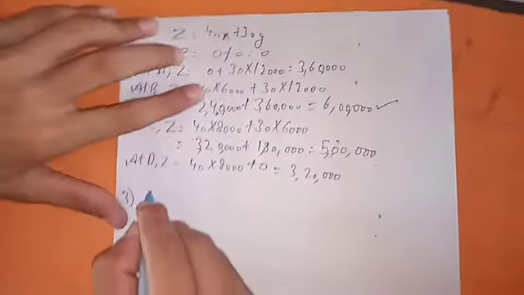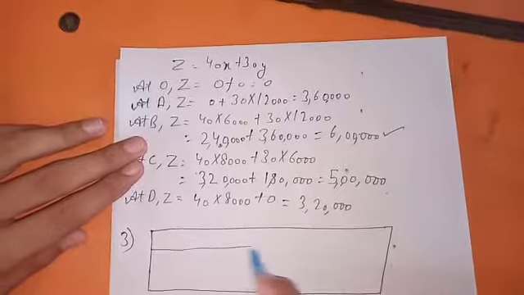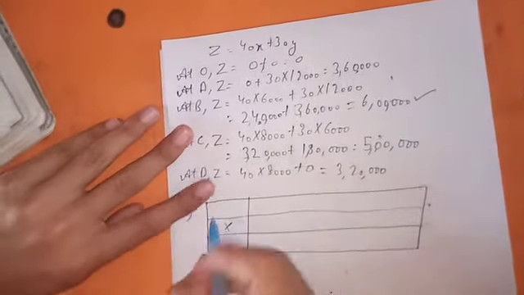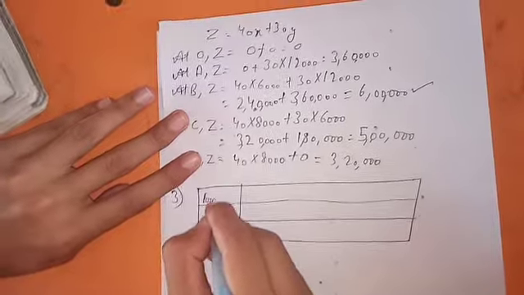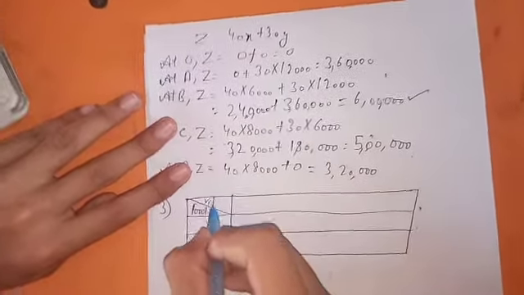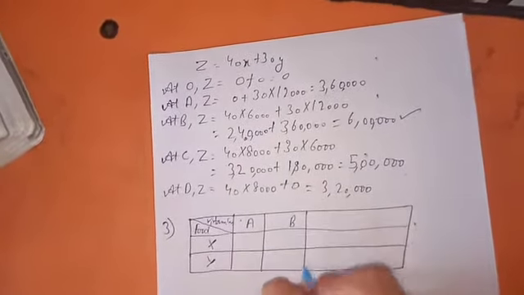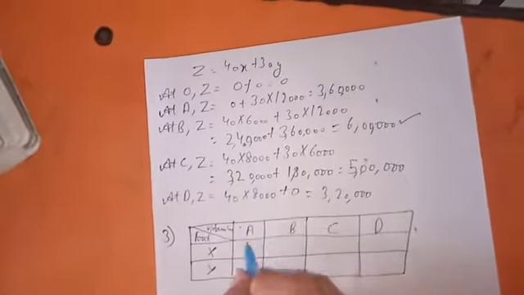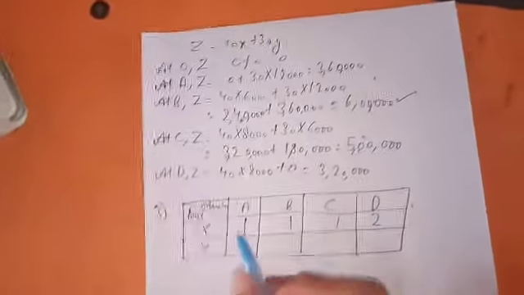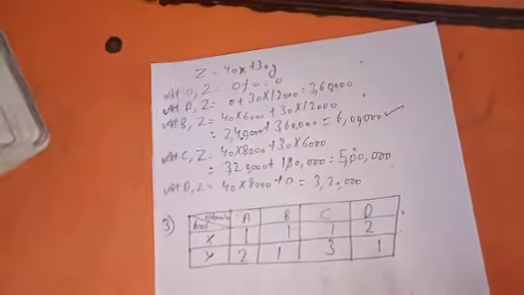So what is given to us? Food X and Y are given to us here, and here they have given us vitamins, A, B, C and D. This is all about 1 kg of food: 1, 1, 1 and 2 for X, and 2, 1, 3 and 1 for Y.